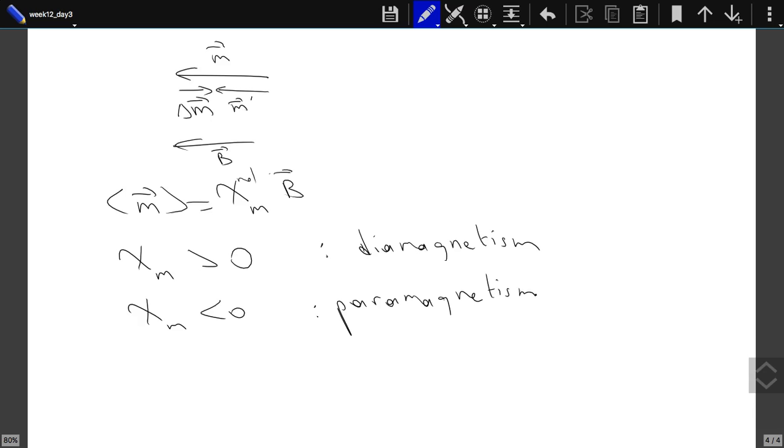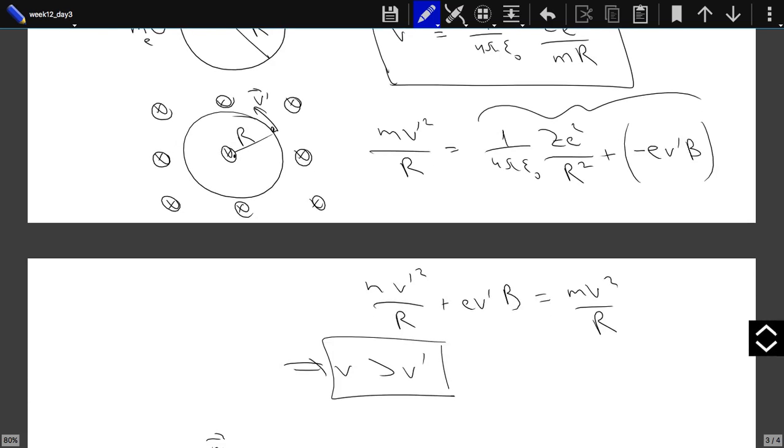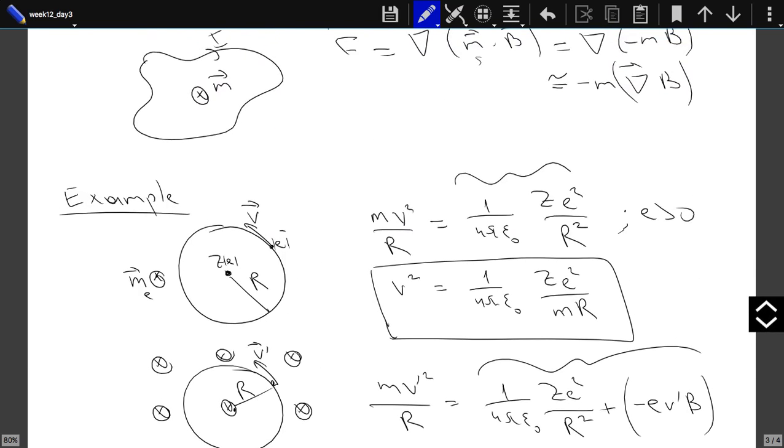Yes? Why is the force in the absence of magnetic field equal to the force after the change? They are not. You see, this is the force in the absence of the magnetic field. This is the force in the presence of the magnetic field. They are not equal. What I said was 1 over 4 pi epsilon 0 z e squared over r squared, that piece only, is equal to this one. That's the only thing I used.